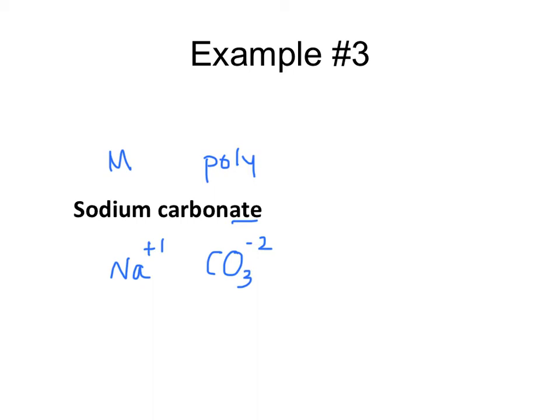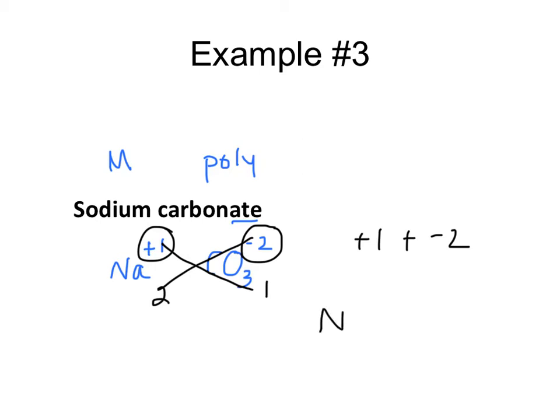I'm going to look at the charges and notice that they're not going to give me 0 when I add them together. And so I'm going to do my crisscross method, which will give me that quick ratio that will allow those charges to neutralize out. So it's Na2CO3. Notice that this is a +2 and this is a -2 now, which will cancel out and make 0.